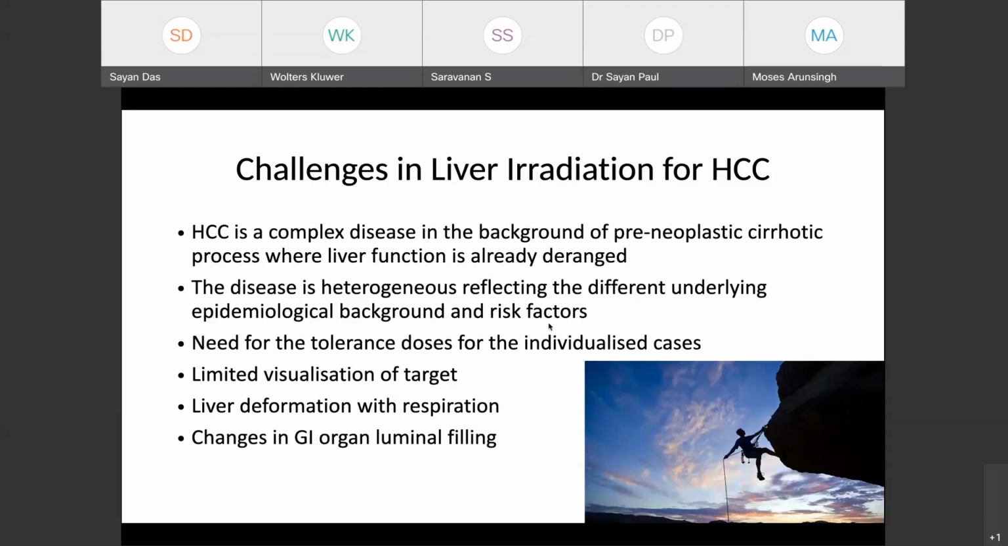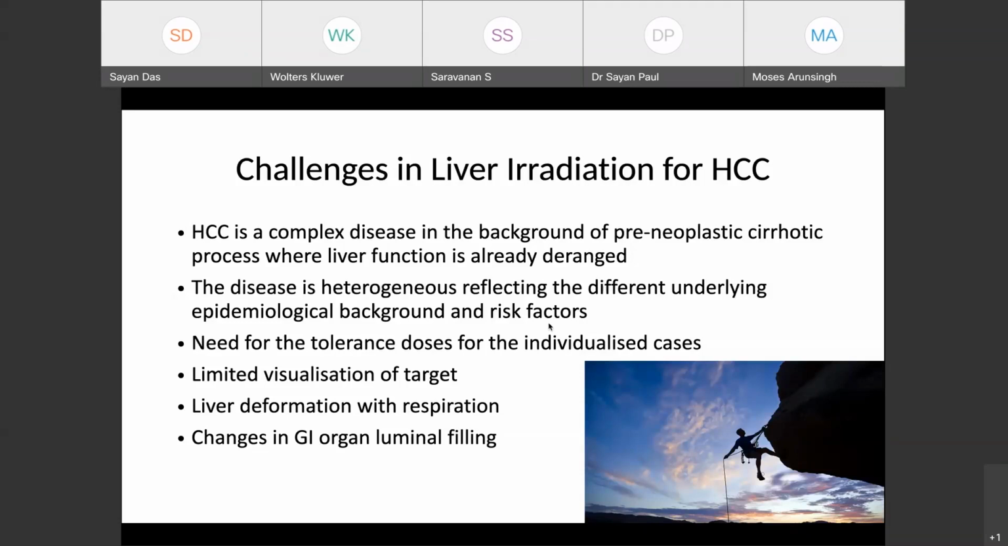In the Western countries, it is more often seen with hepatitis C, whereas in the Asian countries or in Southeast Asia, the role of HBV seems to be more important. We need to keep in mind the tolerance doses for individualized cases. Unlike SBRT for lung tumors, which will be discussed later on, where visualizing the target is much easier, this is not the case for liver tumors, for HCC.